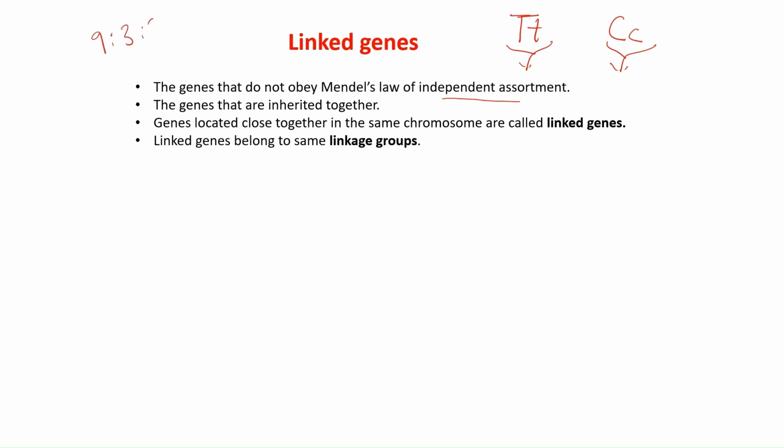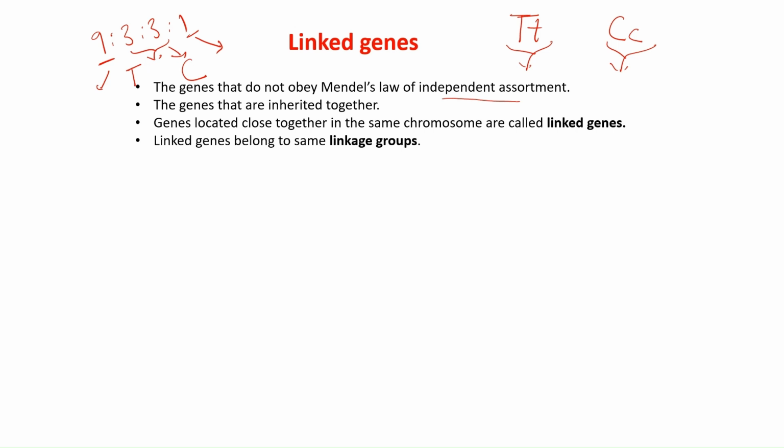9 is to 3 is to 3 is to 1, where 9 is when both the characters are dominant, and 1 means both the characters are recessive, that means parental characters. These two are parental characters. What about the middle 3 and 3? These are hybrids. That means one character dominant and one character recessive. For example, in the first three, if T is dominant, then C will be in recessive state. In the next three, C will be dominant and T will be in recessive state.